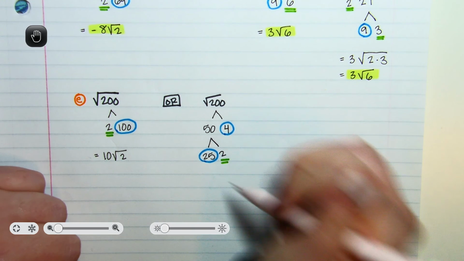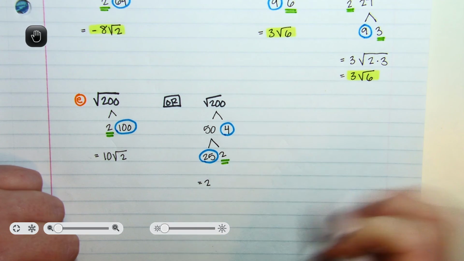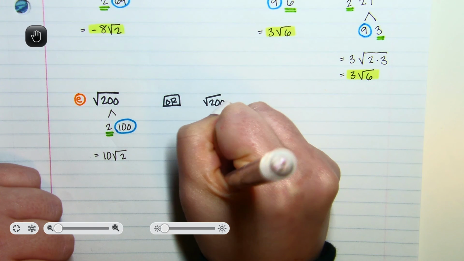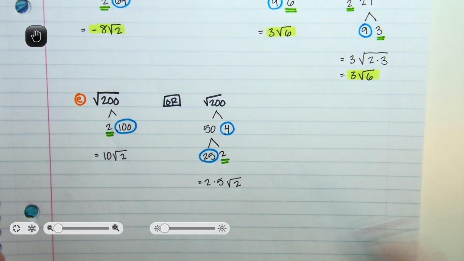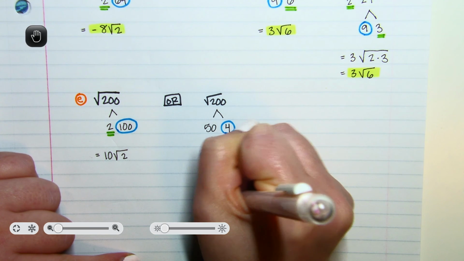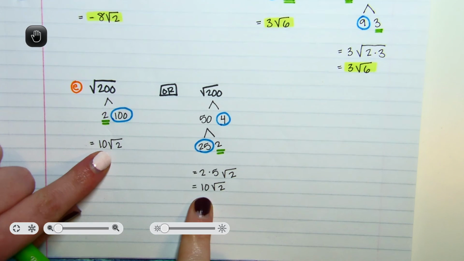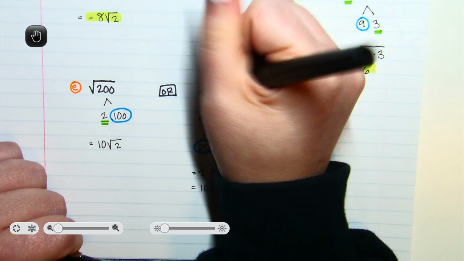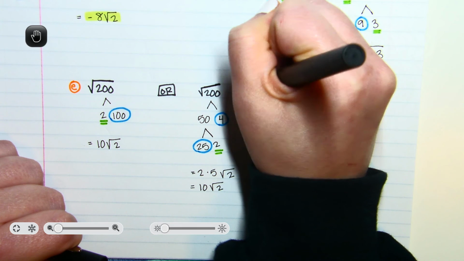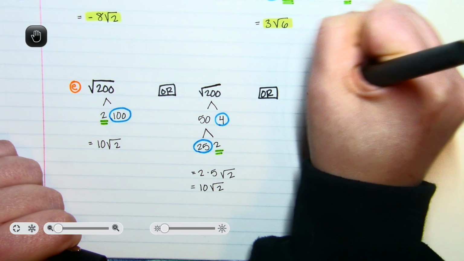So the square root of 4 is 2 times the square root of 25 is 5. And then what's left underneath the radical is 2. So this is 10 rad 2. Same answer, 2 different ways. Let's do it again. I'm going to show you one more way to do it.